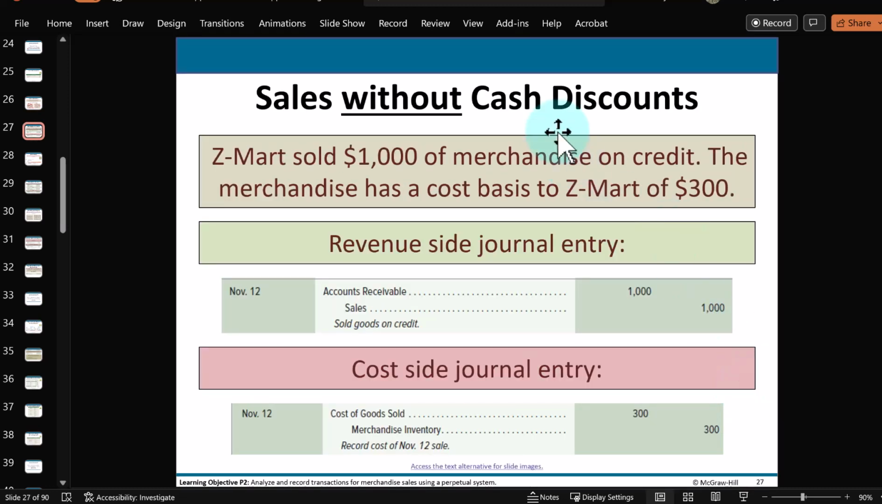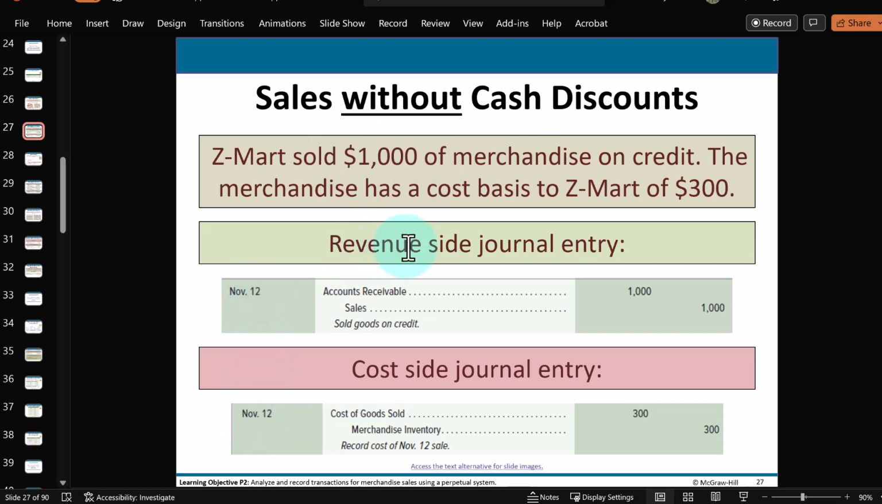So let's take a look at a sale here. Our company Zmart sold $1,000 of merchandise on credit. So this is the amount the customer is eventually going to pay us. Now, the same merchandise cost us, Zmart, $300. In other words, we bought it for $300 and then later on sold it for $1,000. But we don't deduct the cost of this $300 as a cost of goods sold until you sell it to your customer. So here on November 12th, remember two different entries.